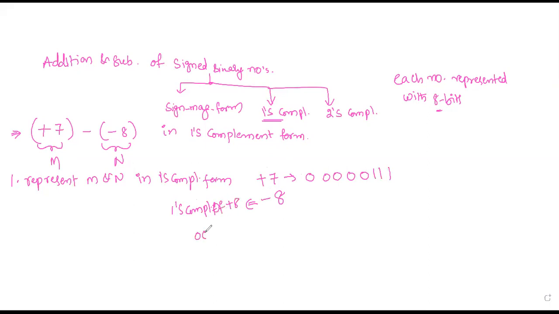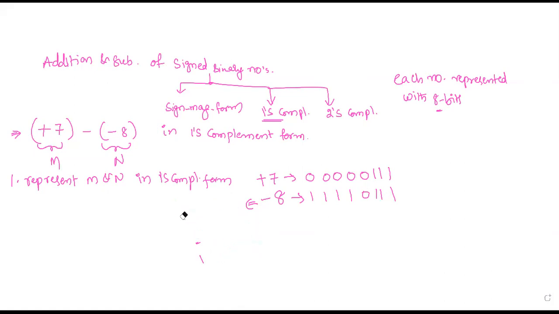Plus 8 is 0, 0, 0, 0, 1, 0, 0, 0. I already told you, remember everyone, 0 to 15 numbers. So 8 is nothing but 1 triple 0. So minus 8 is nothing but one's complement of plus 8. One's complement you can find by inverting zeros to ones, ones to zeros. Okay. This is the first step.